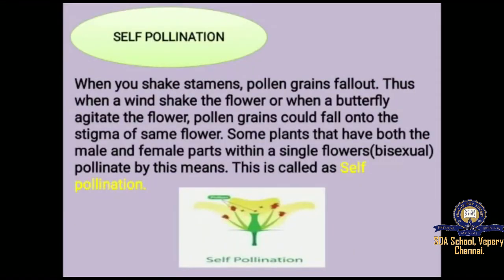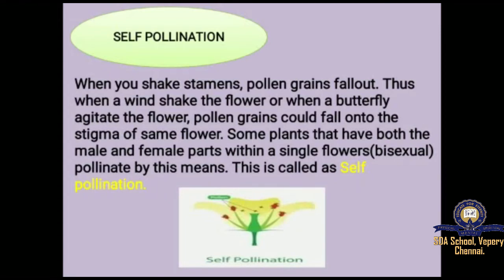Next, we will see what is self-pollination. When you shake stamens, pollen grains fall out. Thus, when wind shakes the flower or when a butterfly agitates the flower, pollen grains could fall onto the stigma of the same flower. Some plants that have both the male and female parts within a single flower, bisexual, pollinate by this means. This is called self-pollination.